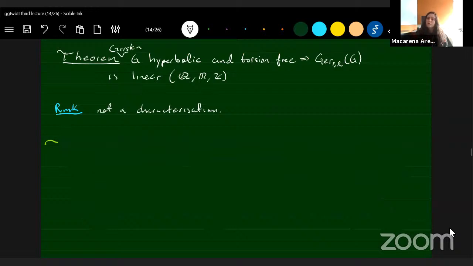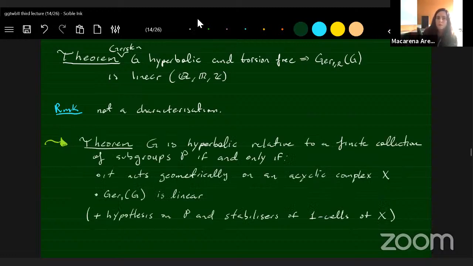However, we do have a characterization if we are willing to go a little bit beyond the world of hyperbolic groups. So this is a theorem of Eduardo Martínez-Pedroza.